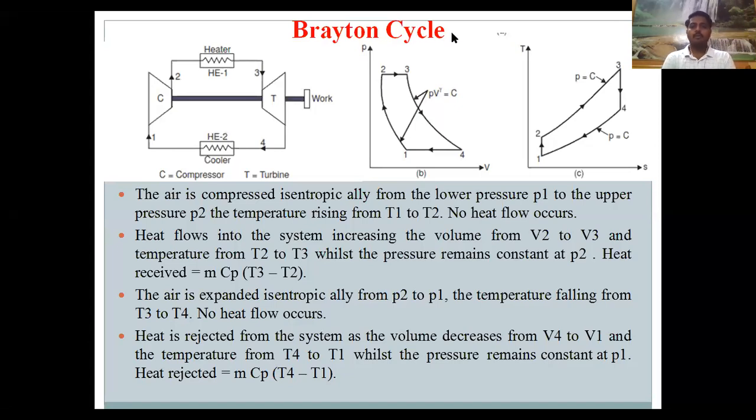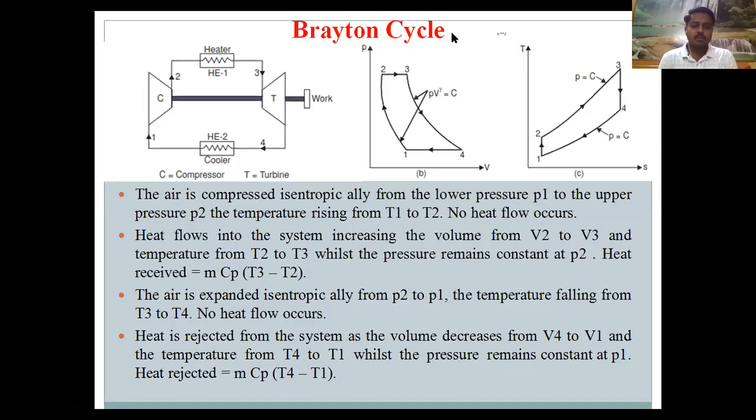Okay, now our next topic is the Brayton cycle, and in today's lecture, we are going to study the Brayton cycle PV diagram, TS diagram, the analysis of the Brayton cycle, and numerical treatment related with our Brayton cycle. Now, Brayton cycle is a constant pressure cycle for a perfect gas. It is also called the Joule cycle.